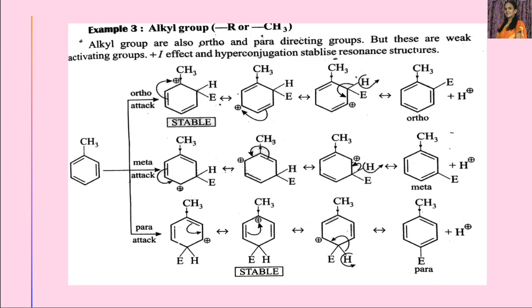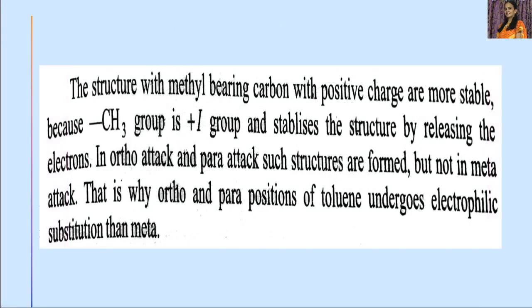Such structures are present only in ortho and para attack, whereas such a structure is not present in meta attack. You can see this carbon is not having a positive charge in any of these structures. Okay, so here it is there and here it is there. Therefore, these two are stable structures. Now here, the structures with the methyl bearing carbon with positive charge are more stable, because the methyl group is a plus I group, that is a positive inductive effect group, and stabilizes the structure by releasing electrons. So in ortho attack and para attack, such structures are formed, but not in meta attack.